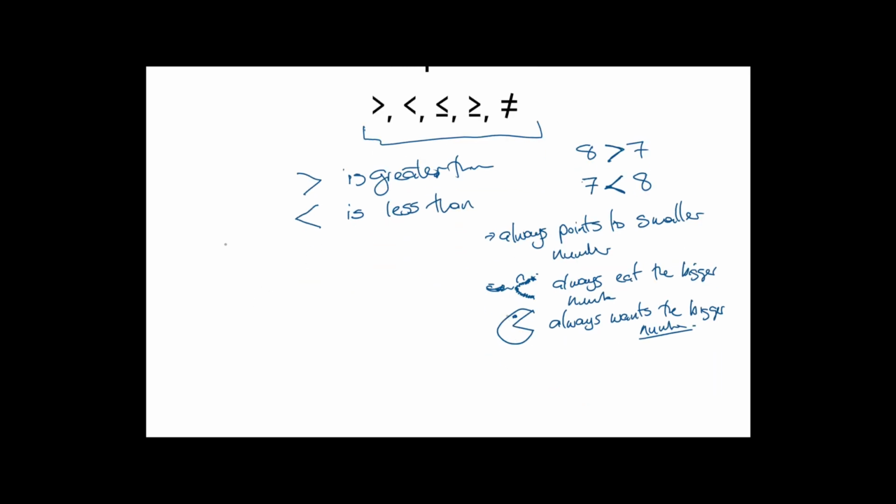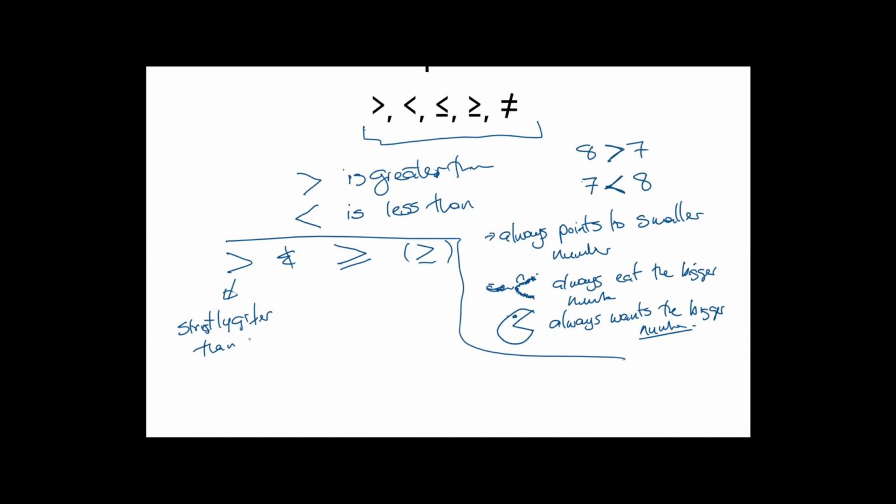What is the difference between that and that? Sometimes I've even seen it written quite often, and in fact it is up here, where there is the line at the bottom. This means strictly greater than. This means greater than or equal to.